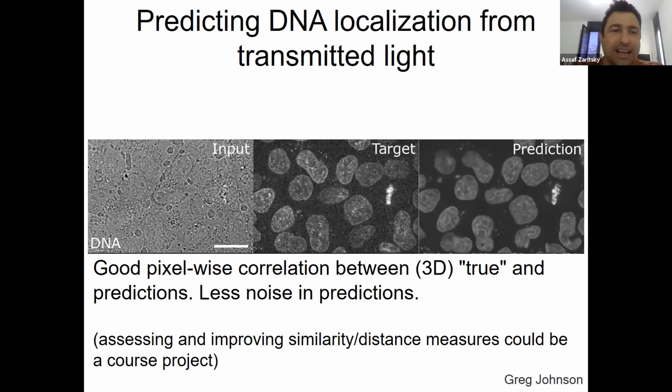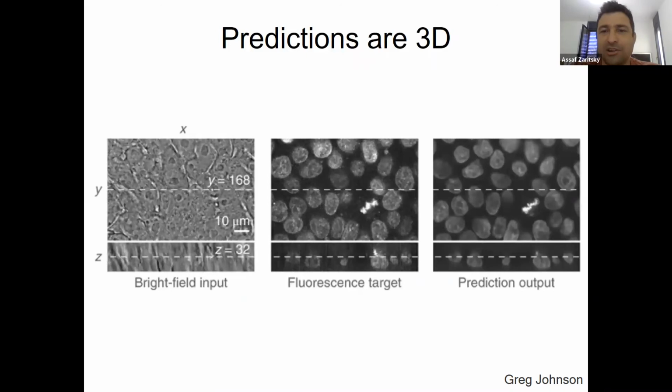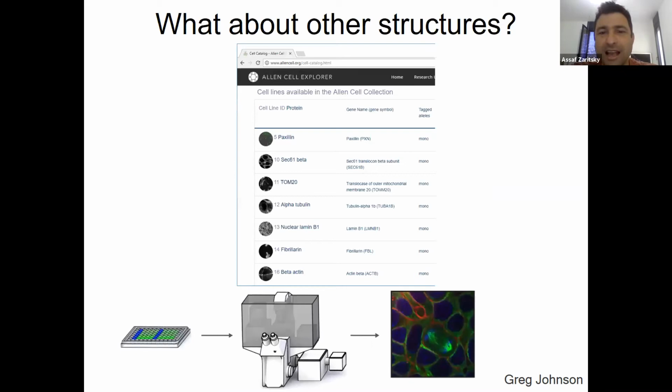And again, if we talk about similarity measures, we don't really care about correlation between the background pixels, for example, to the ground truth. We see here that it's fine. And defining better measurements for similarity based on some tasks that you want to achieve could be a good project for this course. You can do the prediction in 3D, which is cool, and nicely they have a library of many structures. So this is just from their cell catalog.